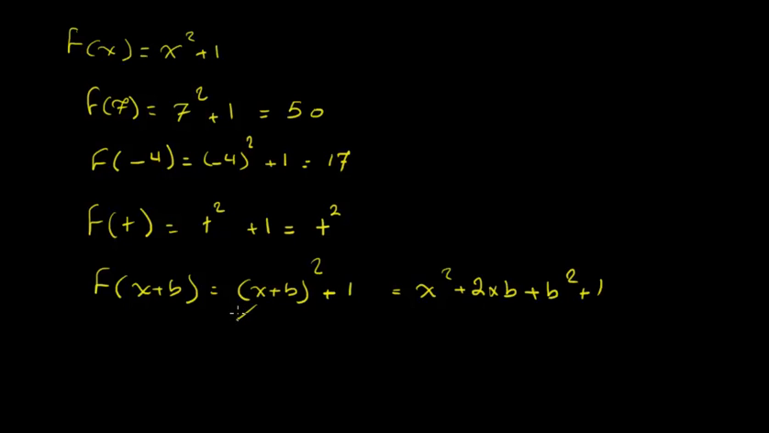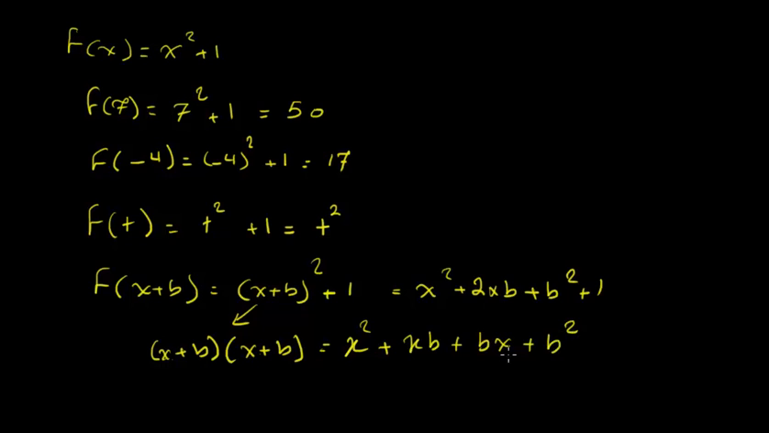Why is that? Because (x plus b) squared means (x plus b) times (x plus b). In that case, x times x is x squared, plus x times b is xb, plus b times x is bx, plus b times b is b squared. We add these up and then we'll have x squared plus 2xb plus b squared, and we add 1.